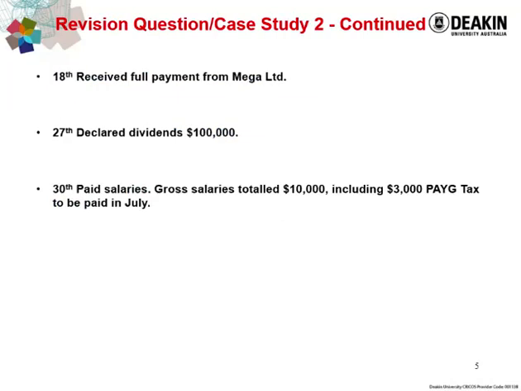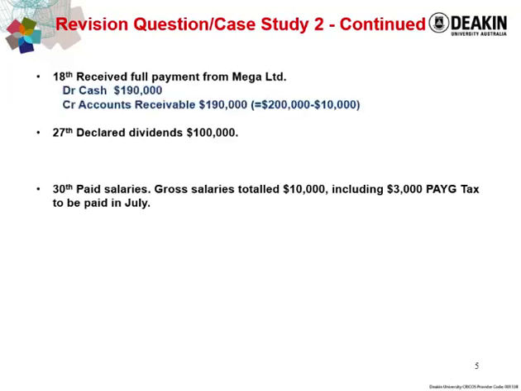What happens next? On 18th, we receive full payment from the customer Mega Limited. So we debit cash, credit accounts receivable. And here the amount is 190k because the customer Mega Limited previously returned us $10,000 of goods. On 27, we declare dividends. Because we declare dividends before the reporting date and we haven't paid those dividends, we must recognize the liability. So we debit dividends or retained profits, and we credit dividends payable 100k.